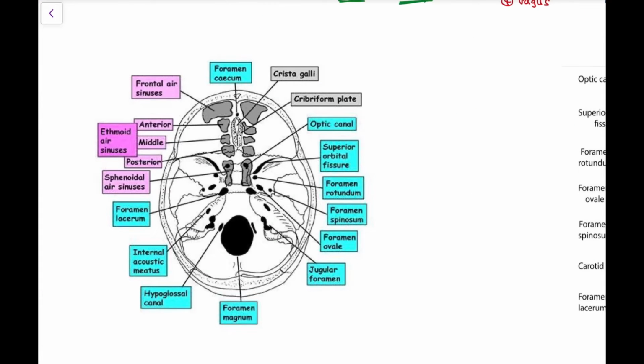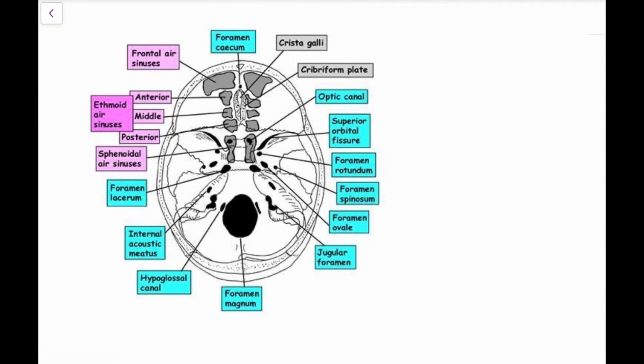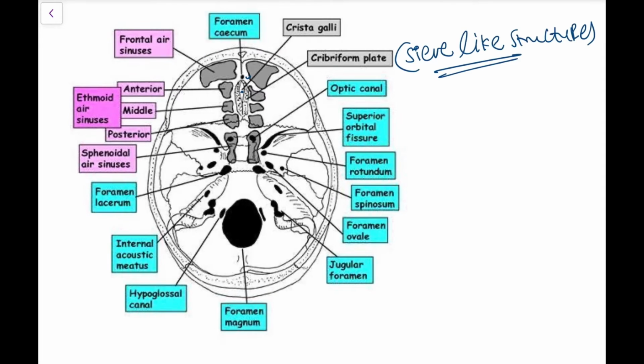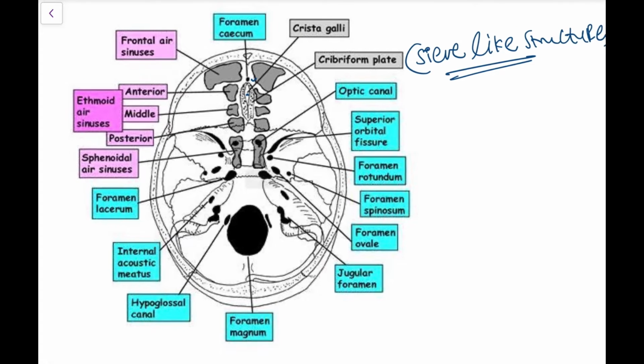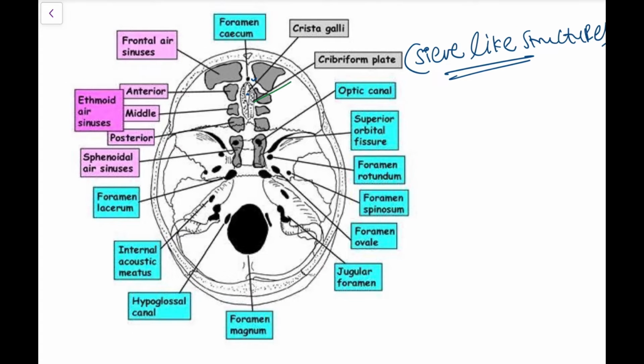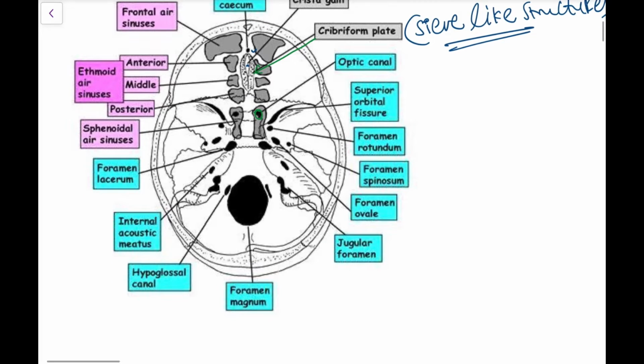Now we will deal with the skull foramina. The central part is the foramen cecum, then this is the crista galli, then this is the cribriform plate which has pores, a sieve-like structure, and we will deal with the structures passing through these foramina later on. Then this is the optic canal, then this is the superior orbital fissure.